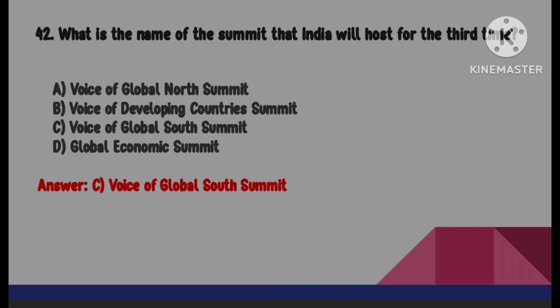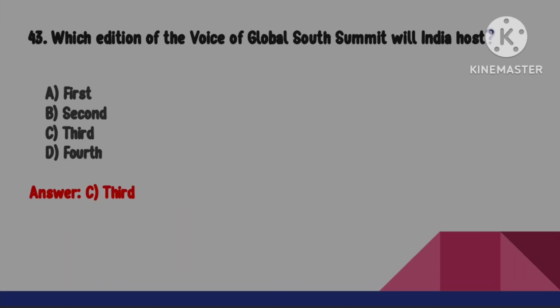Option A, Voice of Global North Summit. Option B, Voice of Developing Countries Summit. Option C, Voice of Global South Summit. Option D, Global Economic Summit. And the right answer is option C, Voice of Global South Summit. Let's get into the next question.